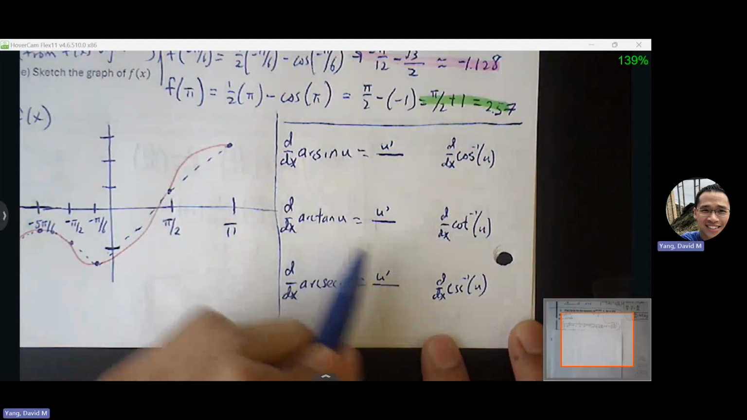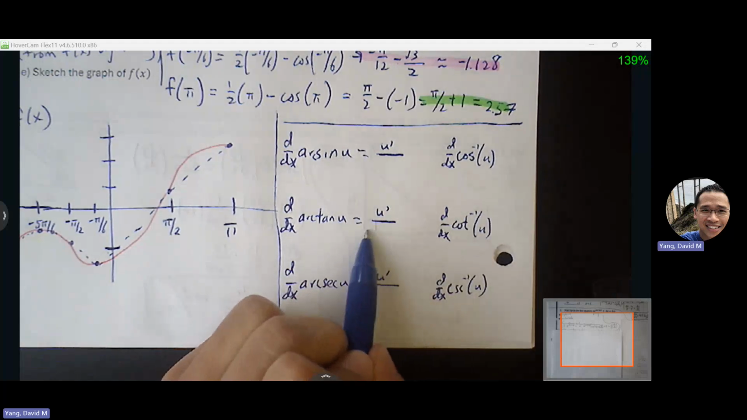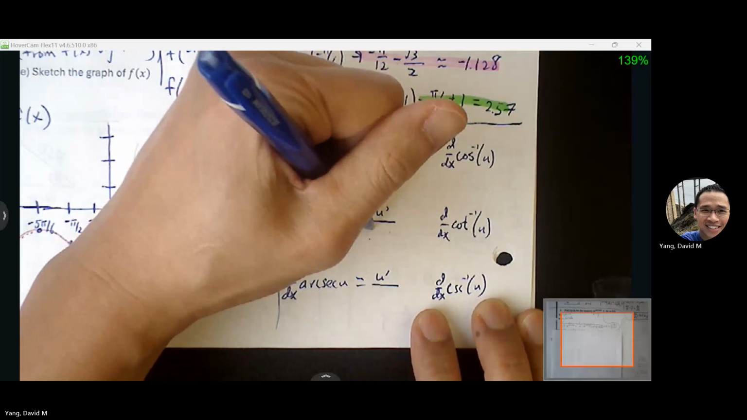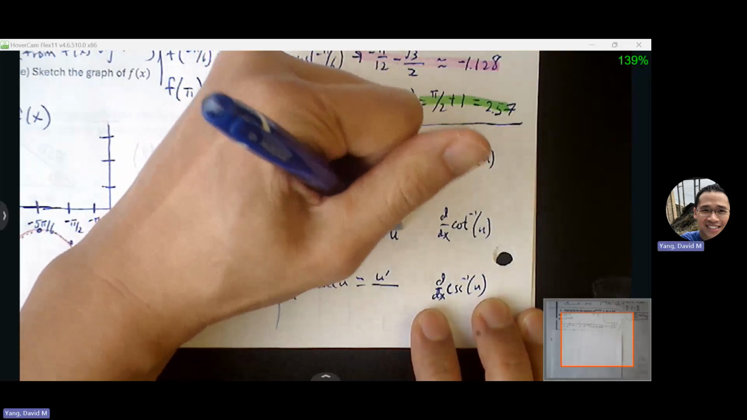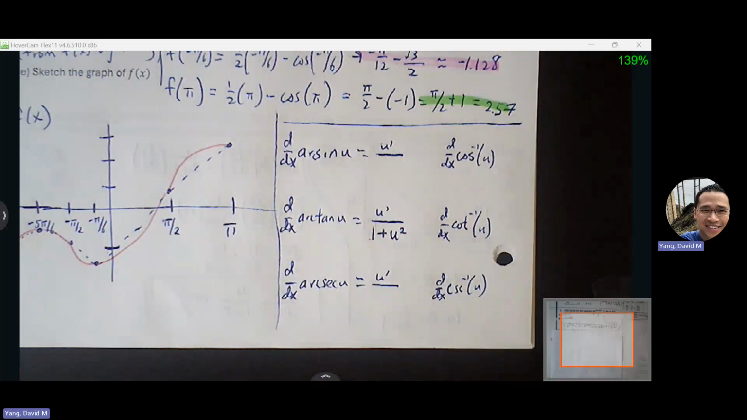The easiest one is the arctangent. It's got no absolute value. It's got no square root. It has no negative sign. The denominator is just going to be what? 1 plus u squared. Okay. Every one of your rules has a 1 and u squared in the denominator. We just have to figure out how they're combined.